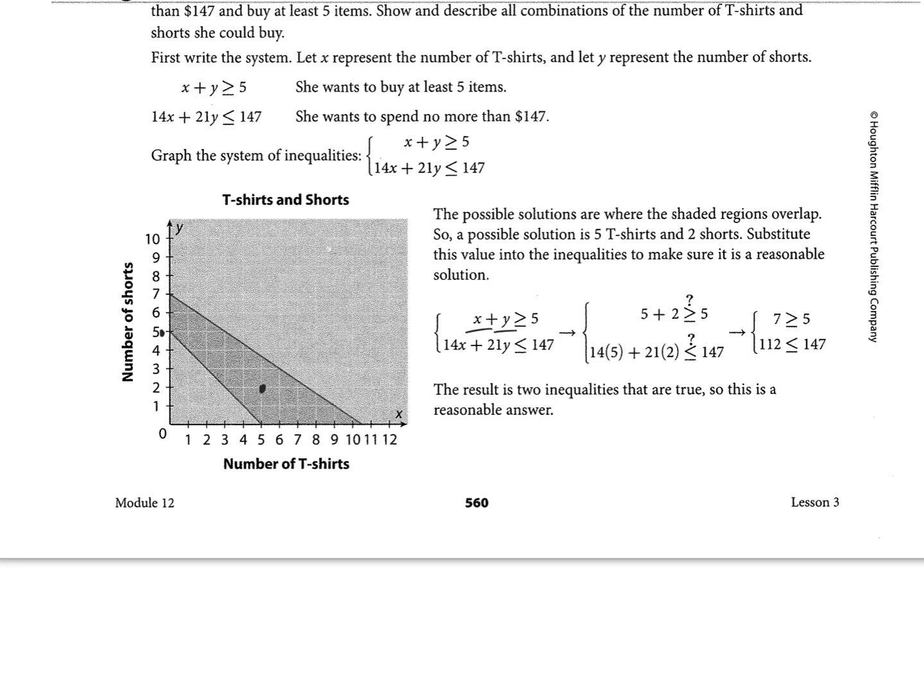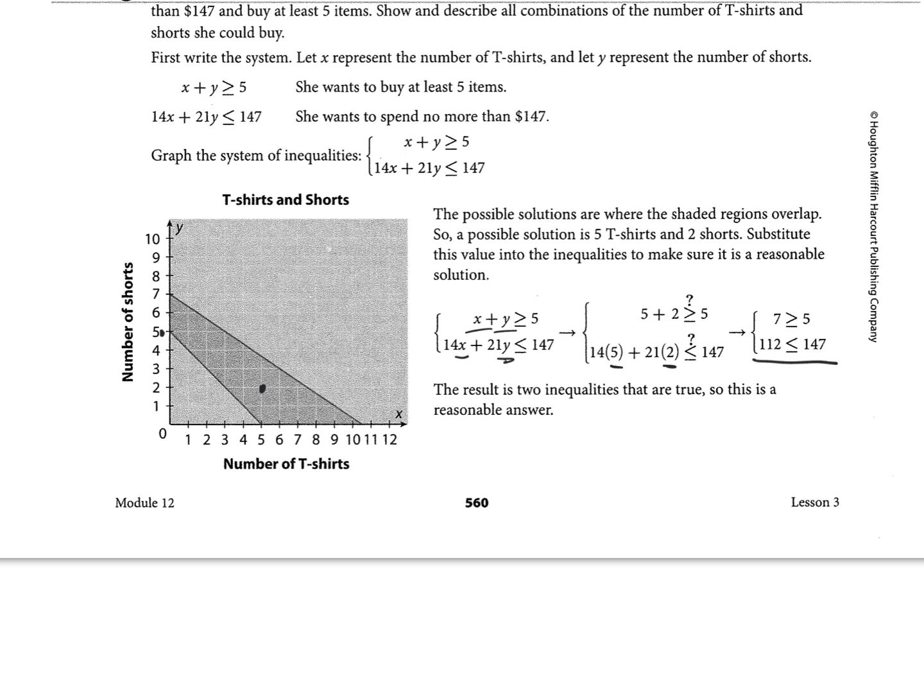And they've replaced the X in this part with a 5 and the Y in this piece with a 2, and they've multiplied by 14 and 21 and added them together, and they got 112 is less than or equal to 147, which is true. The result is two inequalities that are true, so this is a reasonable answer.